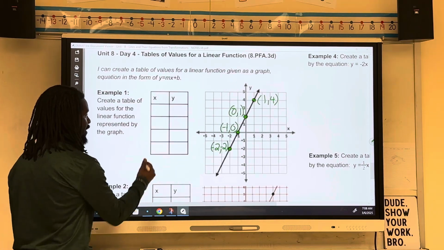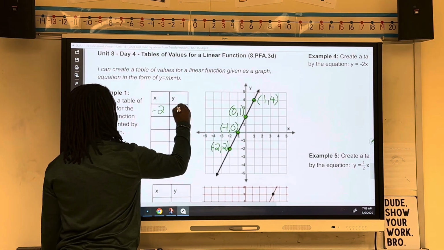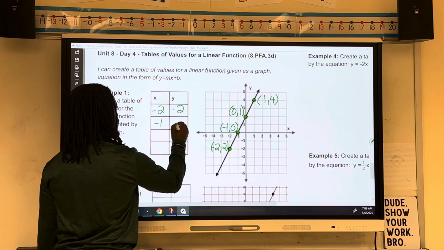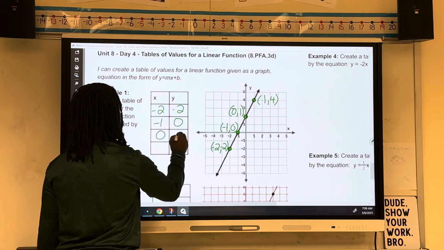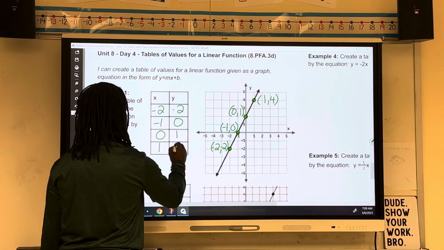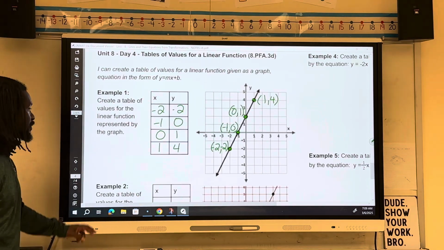So those are my coordinates for each of the points, and then I just put them into my table. Okay, so we got -2, -2, then we got -1, 0, then we got 0, 1, and then we have 1, 4. All right, easy money.